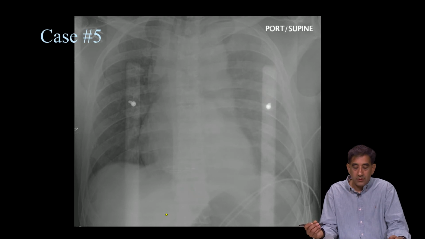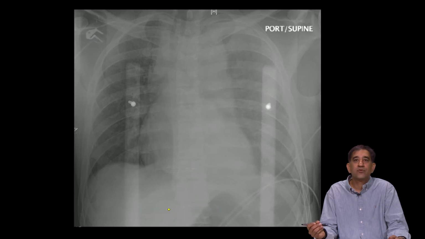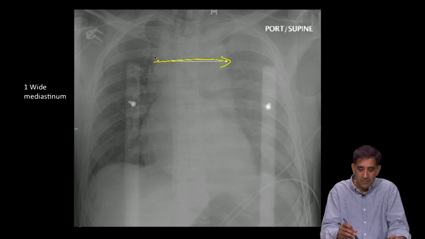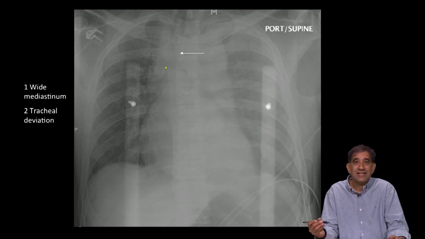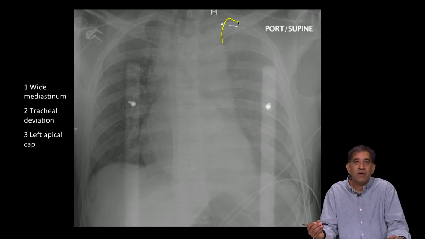So, clearly an abnormal chest x-ray. What is your diagnosis? Well, if we look at this x-ray again carefully, we can see that there is widening of the mediastinum. There is tracheal deviation. You can see it's pushed over to your right. And then finally, there is a left apical cap, a collection of blood at the apex of the lung.